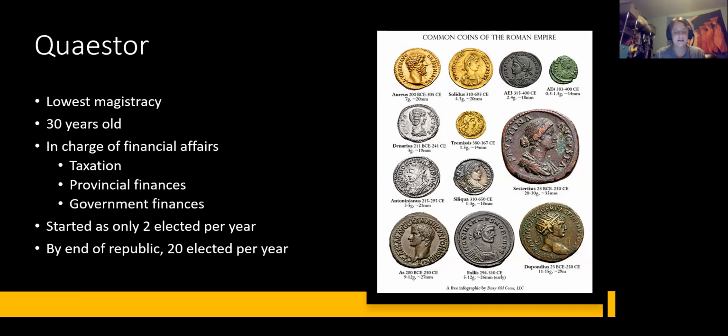In order to be elected to this position, a man had to be at least 30 years old. Within the structure of this government, this magistracy was in charge of financial affairs. This includes taxation, provincial finances, and government finances. At the beginning of the Republic, only 2 were elected per year, but as Rome grew in size and needed more help dealing with finances, both at home and abroad, it grew to 20. So by the end of the Republic, 20 men were elected to the position every year.